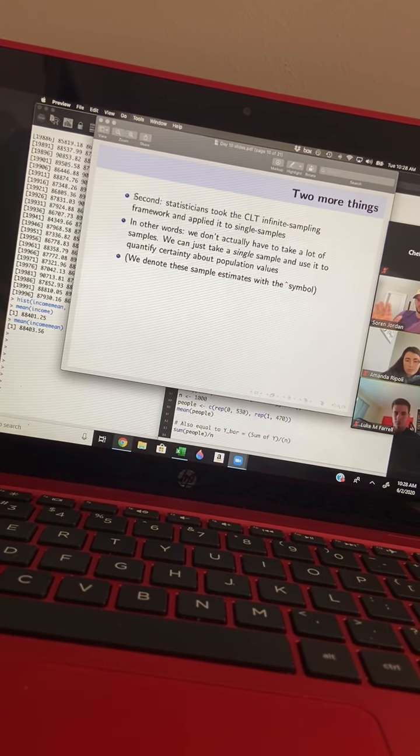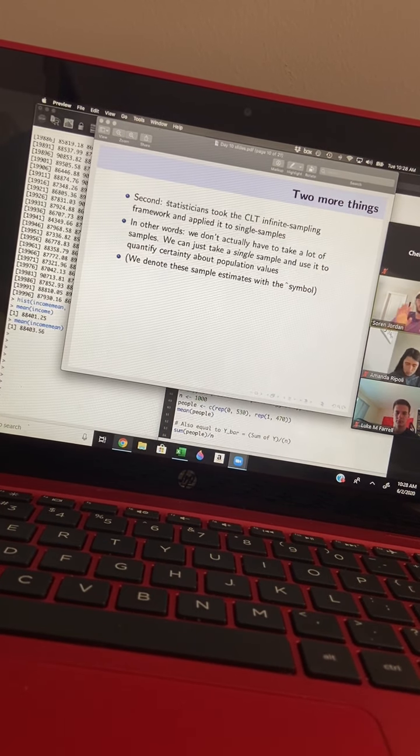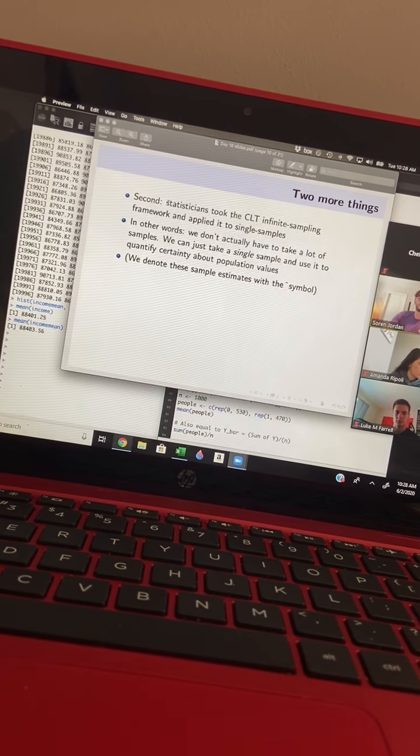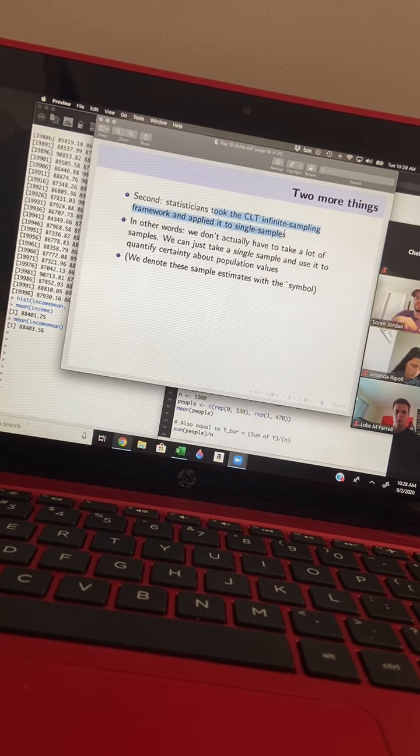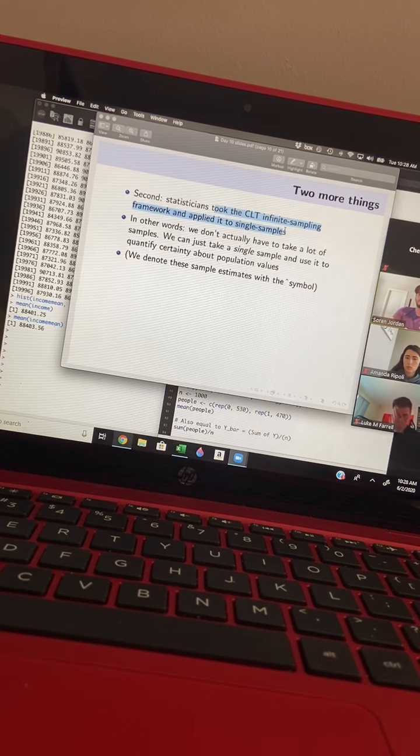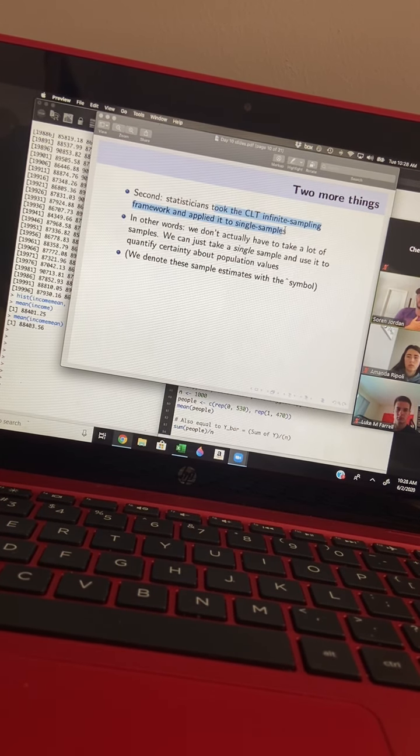To get more directly to your question, statisticians, notice, don't worry about where formulas come from. We're just going to use them because statisticians gave them to us. They took the central limit theorem infinite sampling exercise and then thought about, well, how do we use that in the world that we actually operate in, which is having one sample?